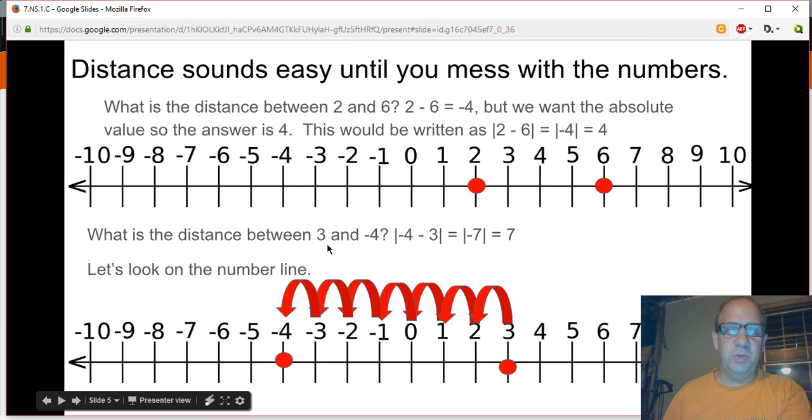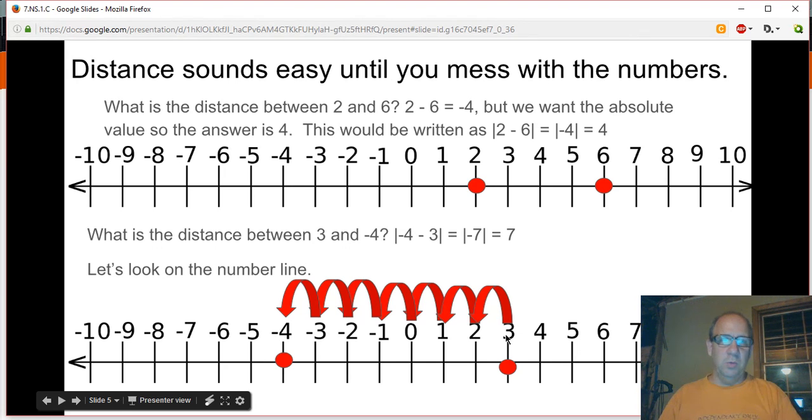Now, what's the distance between 3 and negative 4? So these are weird because when you have dots on opposite sides of 0, you're actually going to add the two numbers together instead of subtracting them. So what I'm taking is negative 4 minus 3. So negative 4 minus 3 is negative 7, and the absolute value of all that is 7. And you can see on the number line, there's 7 hops between negative 4 and 3.